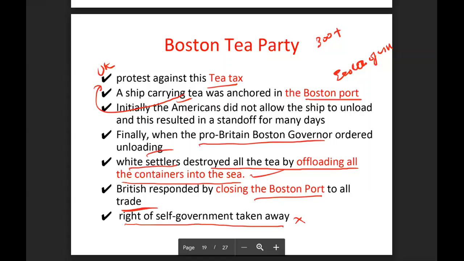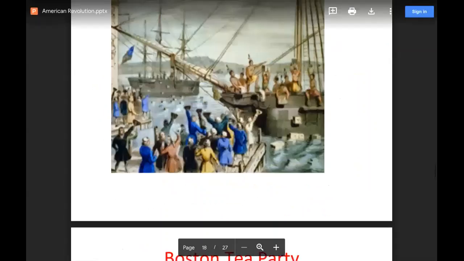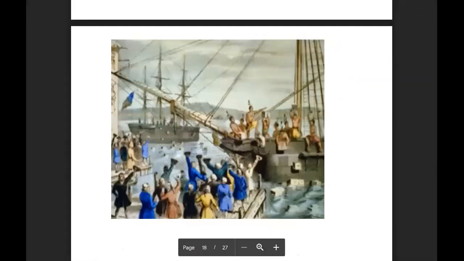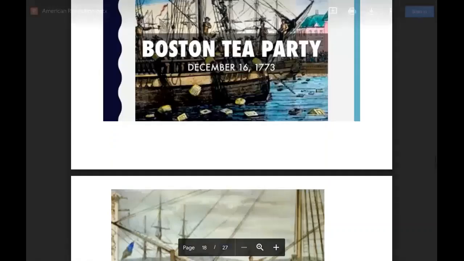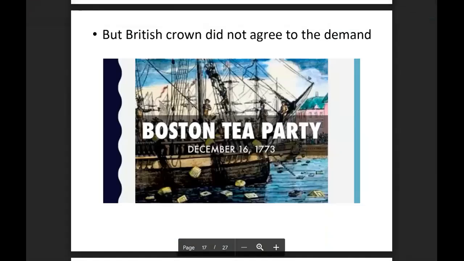And the right to self-government was also taken away from all these colonies. Now you can see a picture here. The carton boxes are falling into water. And some tribes are also included. You can see the American tribes also came helping in this protest. Okay, this is about the Boston Tea Party. Nothing new. Actually, we can say the Boston Tea Party marked the beginning of the American Revolution. That means some action was taken by people.